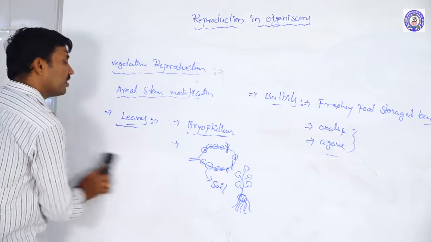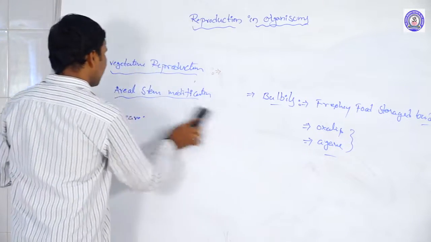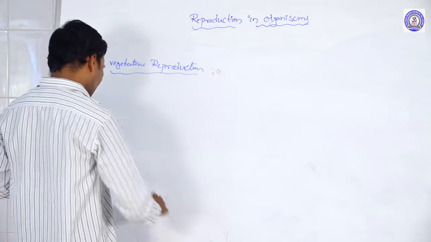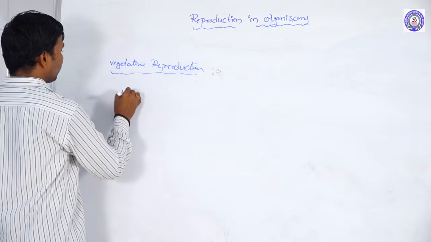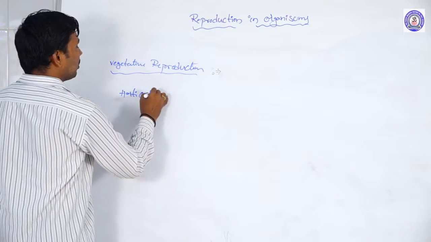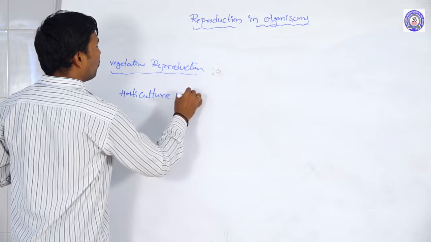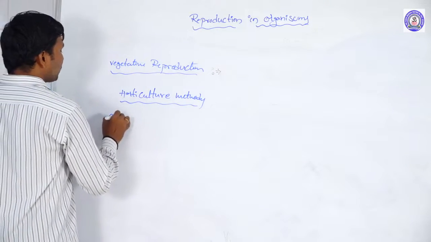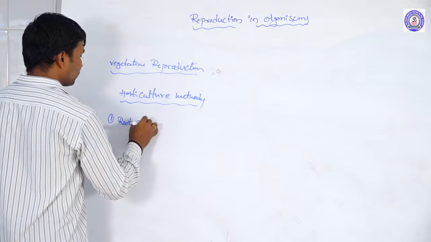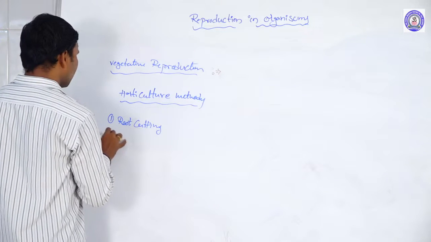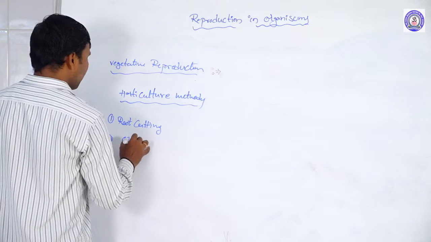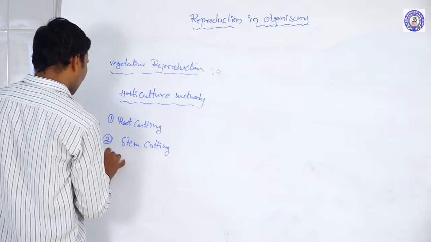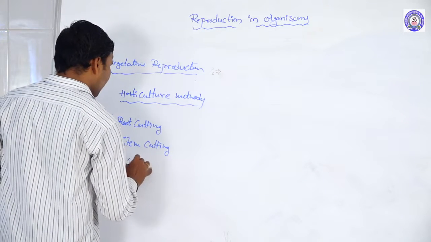Next, we are taking the artificial or horticulture methods of vegetative propagation. So the first one is root cutting. The second one is stem cutting. The third one is leaf cutting.